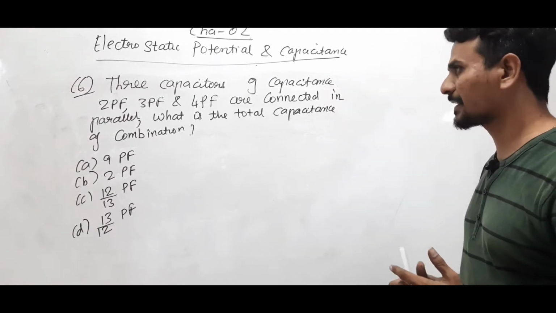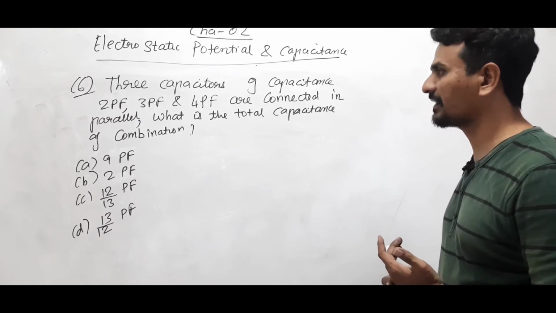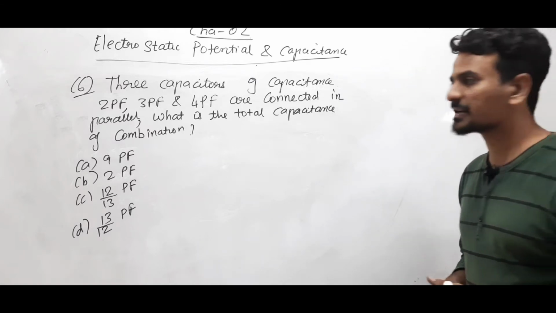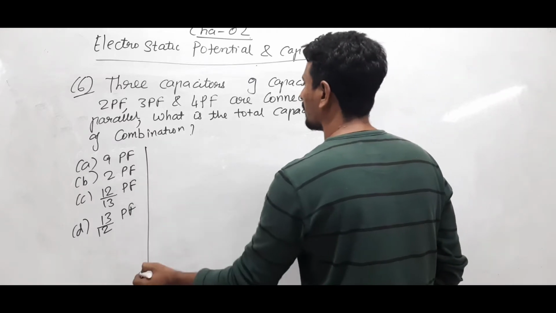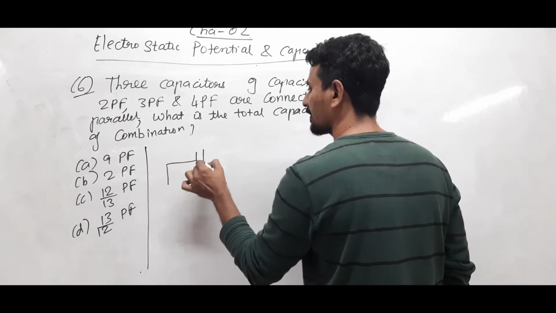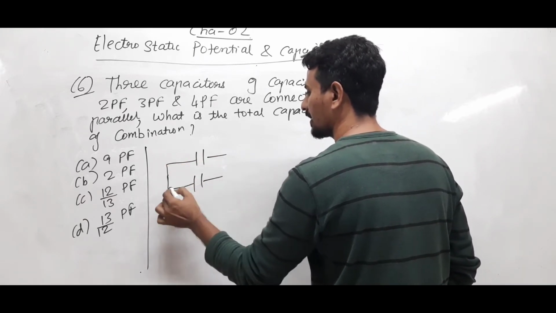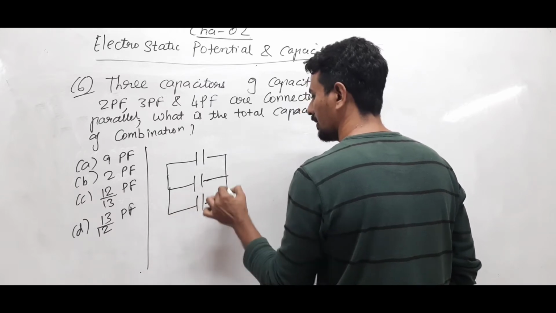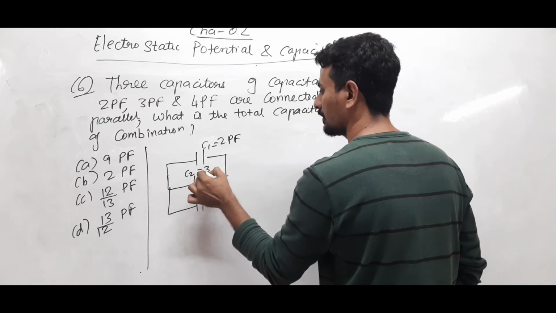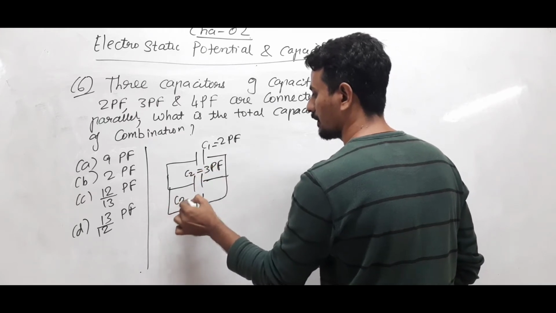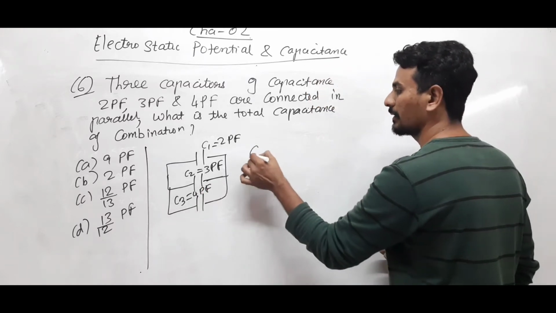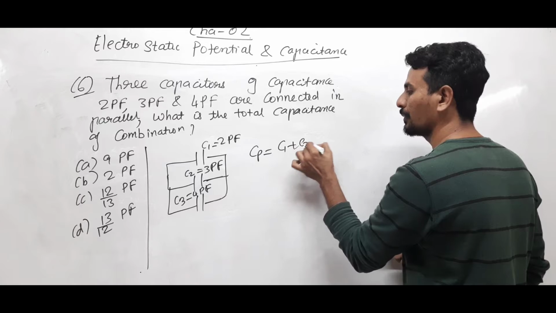Okay, so the sixth MCQ: 3 capacitors of capacitance 2 picofarad, 3 picofarad and 4 picofarad are connected in parallel. What is the total capacitance of the combination? So there are 3 capacitors, they are connected parallel with each other, right? One is having the value 2 picofarad, the other one is having 3, 4. Fine. So in parallel combination of capacitor, equivalent will be C1 plus C2 plus C3.